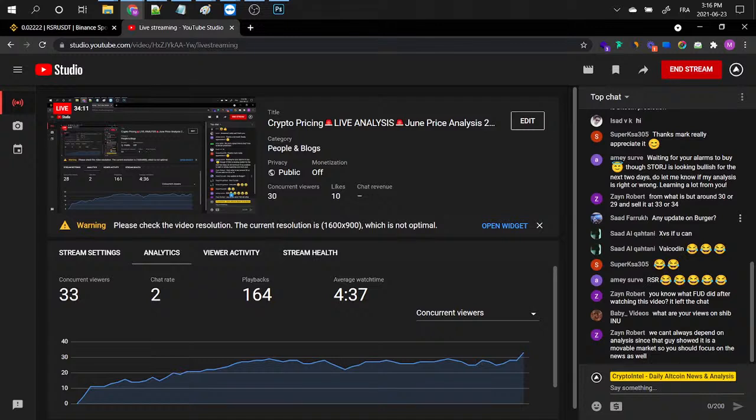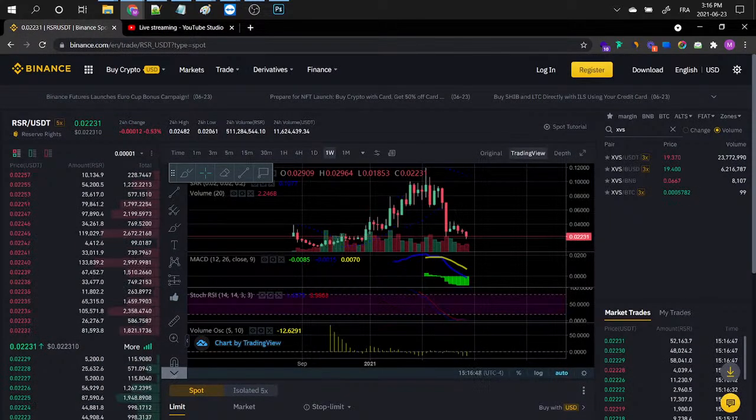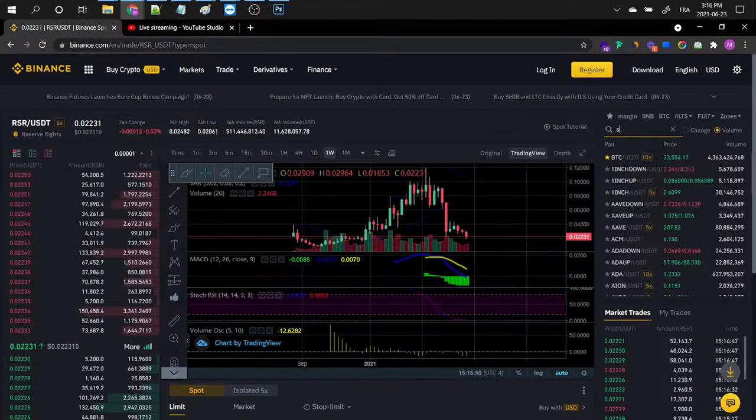Though the Storage is looking bullish for the next 2 days, do let me know if any analysis is right or wrong. Learning a lot from you. Well, I'm glad you are, Amy. I definitely am glad you are. And for the Storage, let's check it out. Let's have a look at the Storage and see if it's actually looking bullish.